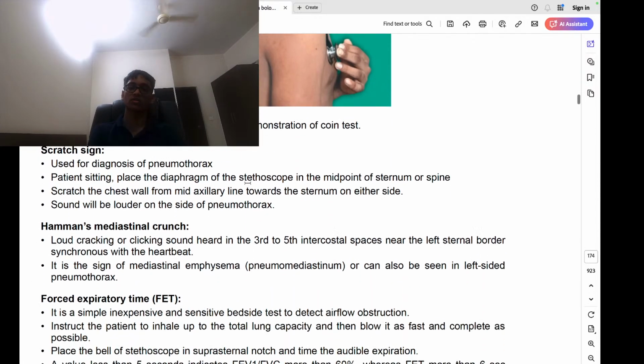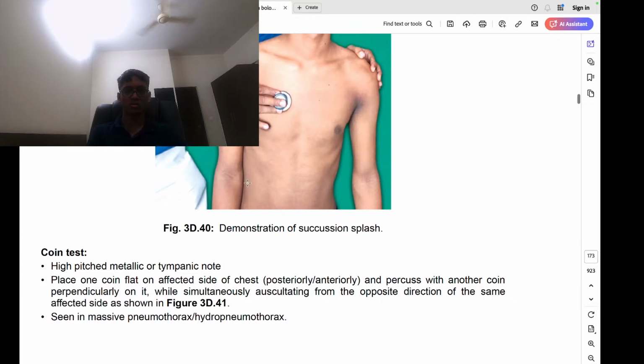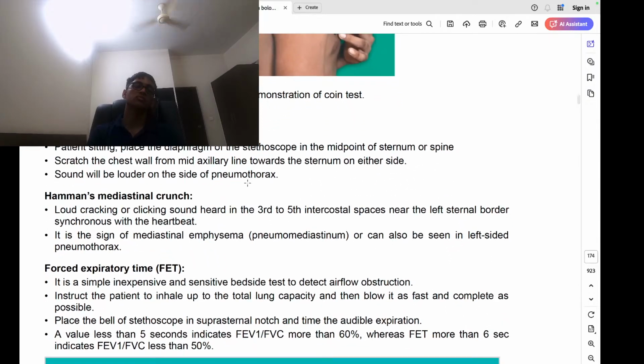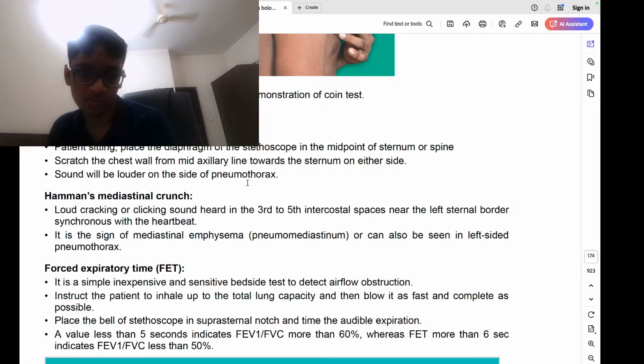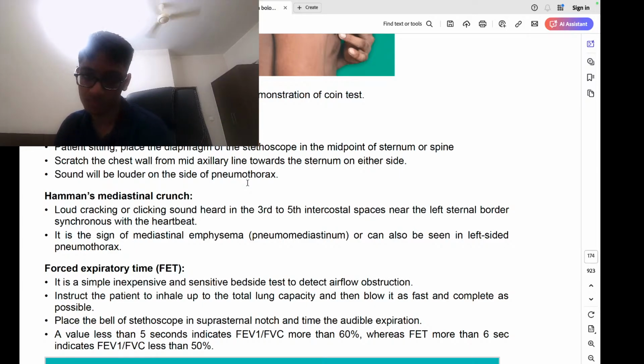Scratch sign is used for the diagnosis of pneumothorax. The patient is sitting with the diaphragm of the stethoscope at the midpoint of the sternum or spine. For pneumothorax, scratch the chest wall from the mid-axillary line towards the sternum on either side. The sound will be heard louder on the side of the pneumothorax.